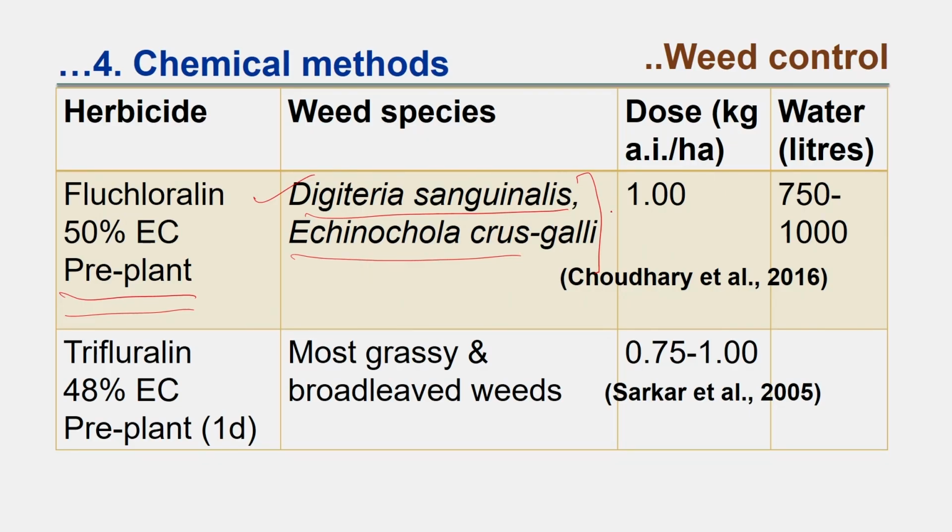Digitaria sanguinalis is a dicot or broadleaf weed, and Echinochloa crus-galli is a monocot or narrow-leaf weed. The quantity of active ingredient should be 1 kg AI per hectare, and it should be dissolved in a relatively larger volume of water, say 750 to 1000 liters per hectare, and it should be sprayed before sowing and incorporated in the soil. The other pre-plant herbicide is trifluralin, 48%, and it controls most grassy weeds and broadleaf weeds. The rate of application is 0.75 to 1 kg AI per hectare.